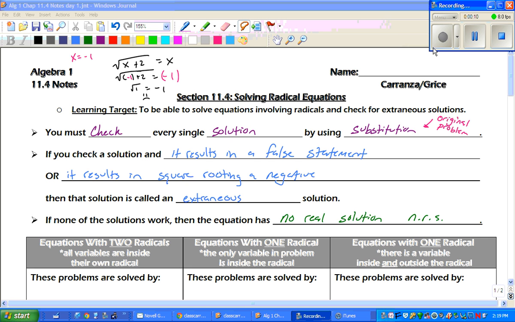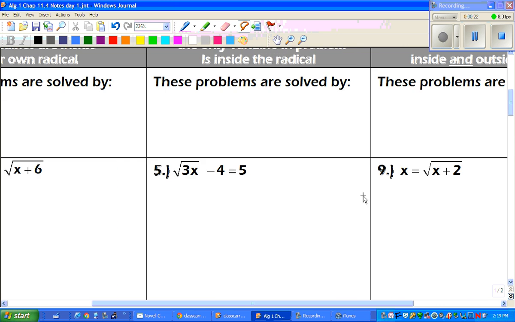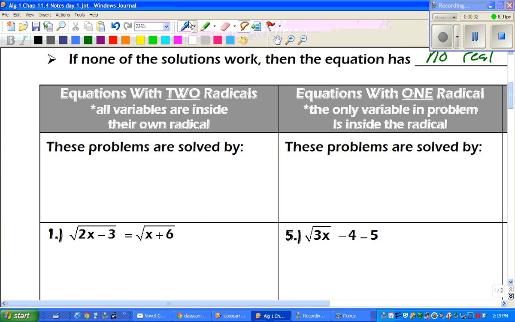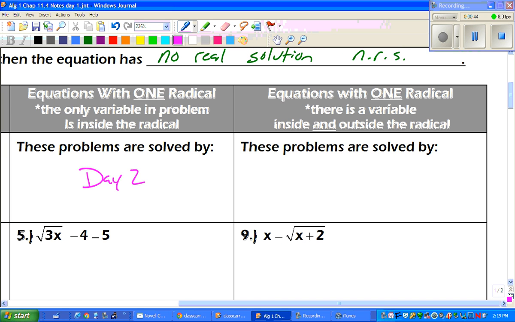Today we're continuing our discussion on solving radical equations, and to be able to solve equations involving radicals and check for extraneous solutions. Now, Day 3, we are only talking about this far right column over here. Okay, if you're missing one of the other columns, this is from Day 1, and this is Day 2. You can go back and watch those videos and learn all about that. But today we're talking about equations with one radical. There is a variable inside and outside of the radical.